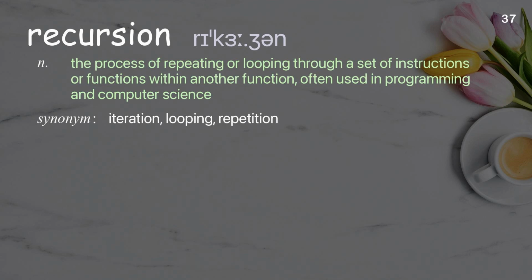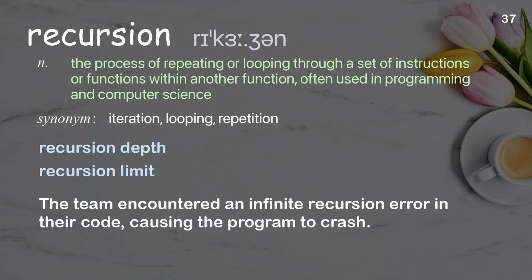Recursion. The process of repeating or looping through a set of instructions or functions within another function, often used in programming and computer science. Examples: Recursion depth. Recursion limit. The team encountered an infinite recursion error in their code, causing the program to crash.